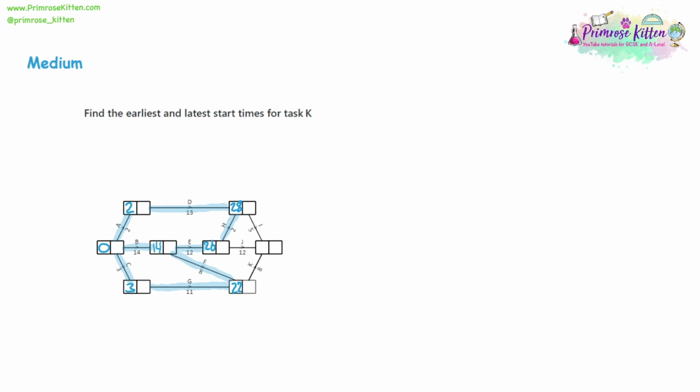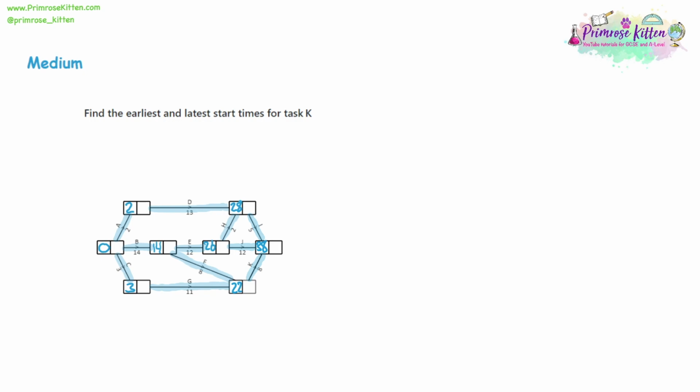K adds on 8, but I can see already that J actually adds on 12, which is larger. So 26 plus 12 will be 38. Now, will I make a larger number than 38? So 28 plus 5 will give us 33. So it looks like 38 is going to be the critical path. So what we're going to do now is we're going to work backwards.